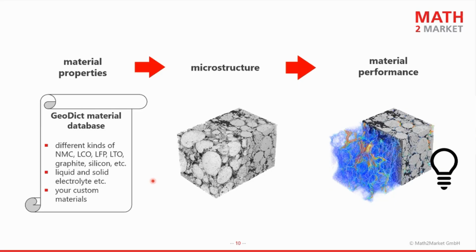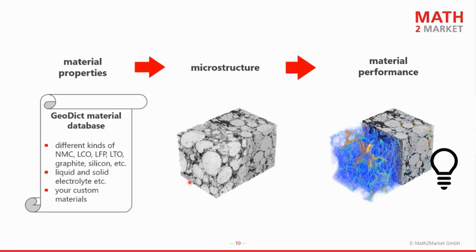But how does this work? So first of all, you start with the material properties, and GeoDict has a material database for this. There are different kinds of materials used in batteries already stored inside. So there's different kinds of NMC, LCO, LFP, LTO, graphite, silicon, and so on. There are liquid and solid electrolytes, but you can also add your custom materials. And today we will use NMC as cathode material and a liquid electrolyte as they are stored in the database.